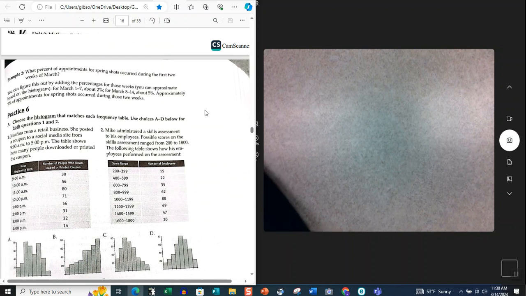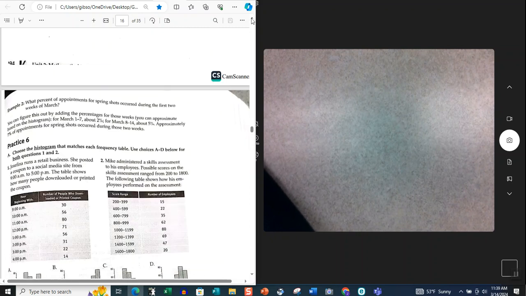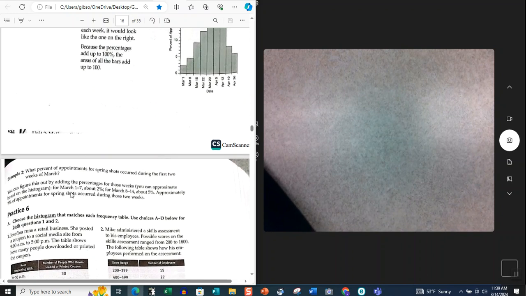It says, example 2, what percent of appointments for spring shots occurred during the first 2 weeks of March? You can figure this out by adding the percentages for those weeks. You can approximate based on the histogram. For March 1 through 7, about 2%. For March 8 through 14, about 5%.